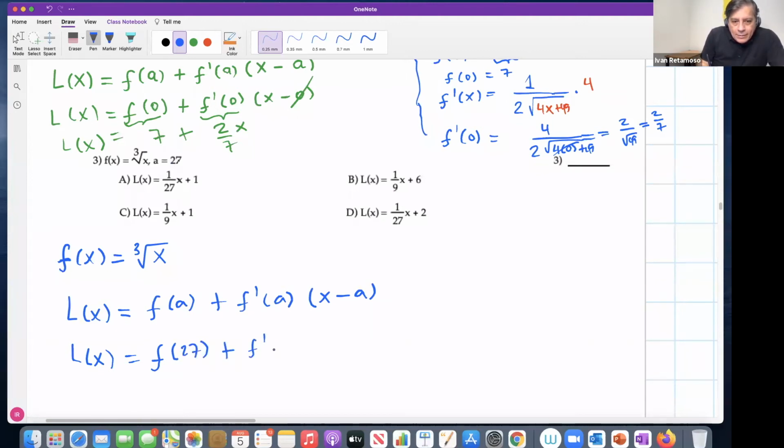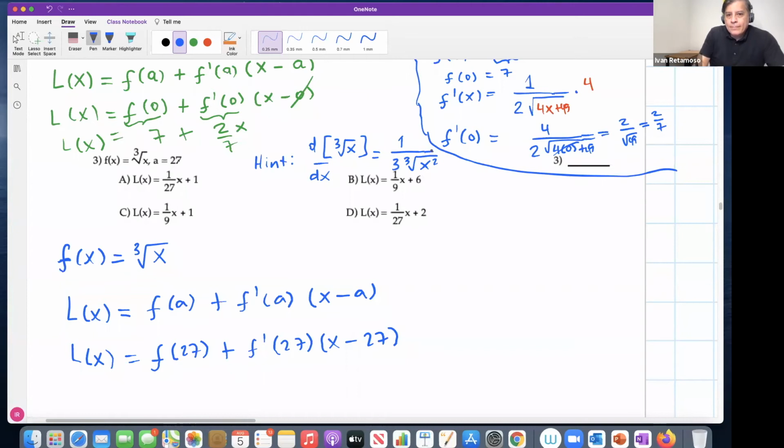And I'm gonna give you the result for the derivative of the cube root function. The derivative of cube root of x with respect to x is just equal to 1/3 cube root of x squared. Yeah, use that, guys, for this part. Go ahead and try, guys.